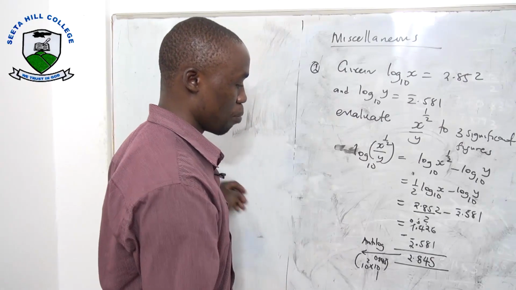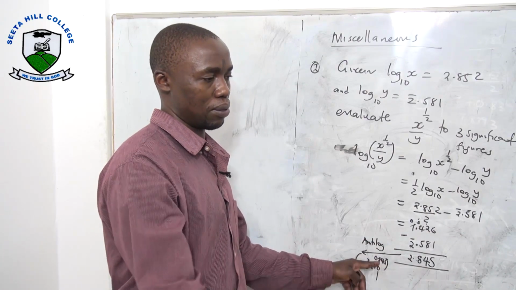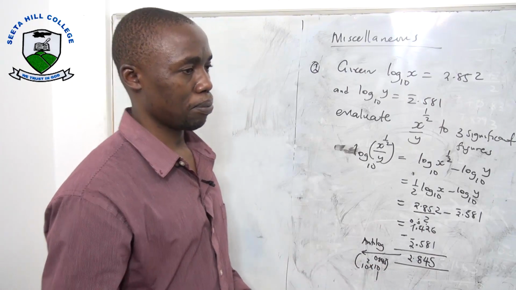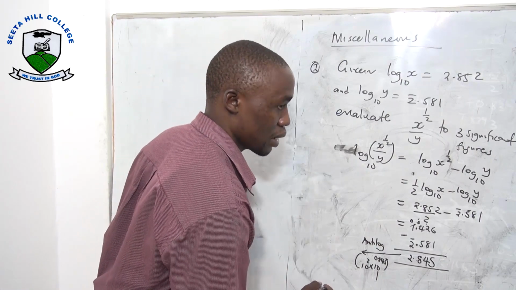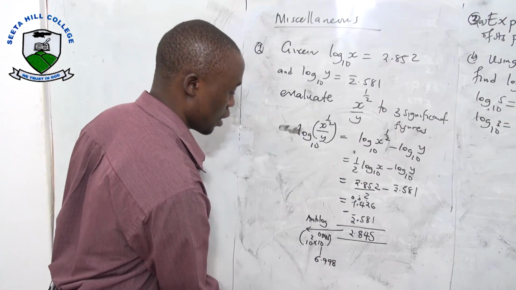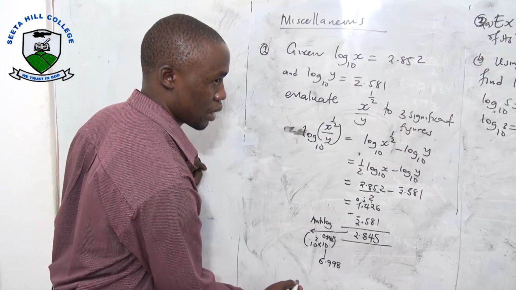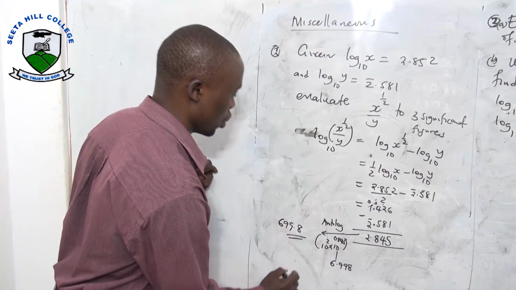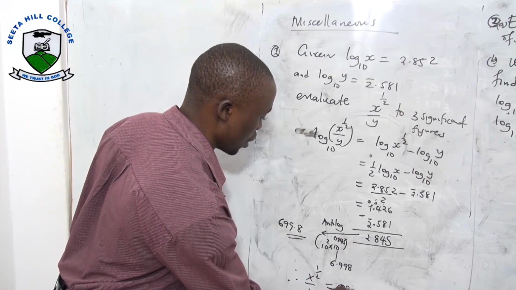Or read from a log or a book there. You can read from the anti-log book. 0.884, 0.845, 6.998, like that. Yes. So multiply by 100, you'll get 699.8. So this answer is 699.8. So you'll say x to the power half out of y will equal 699.8.